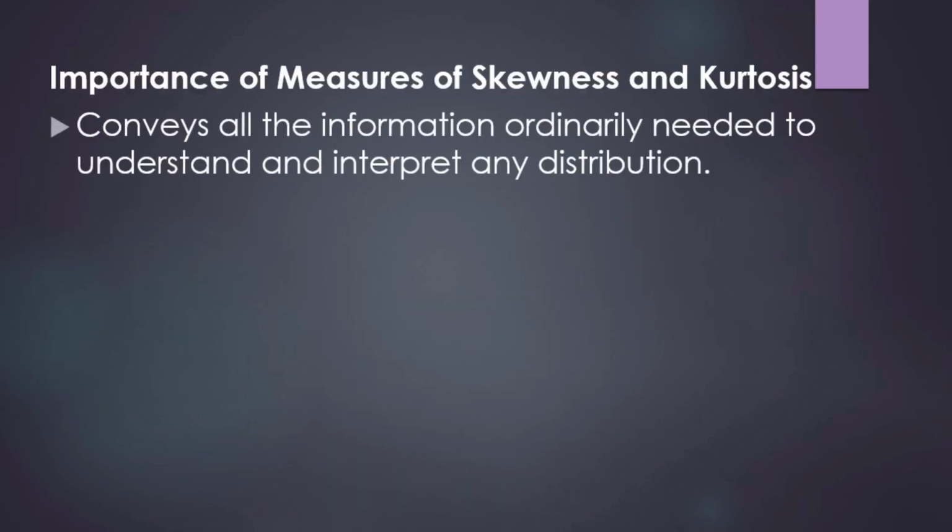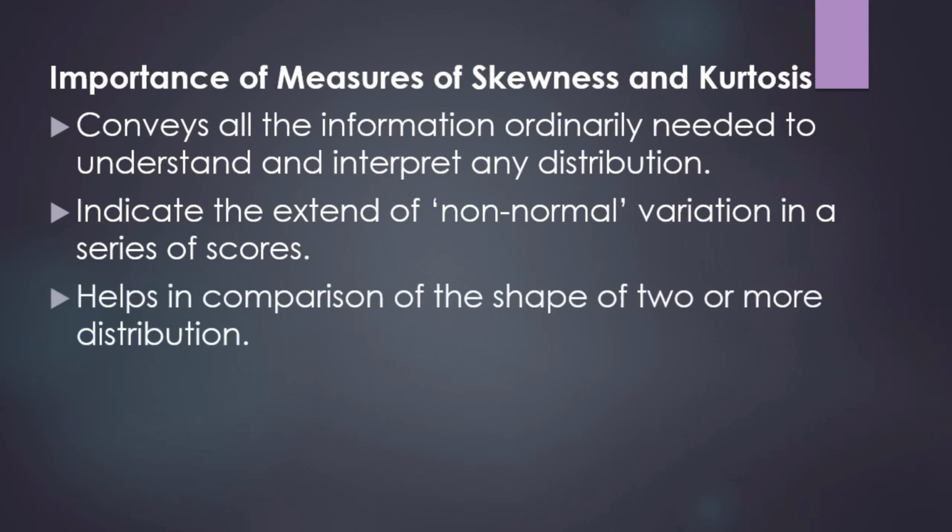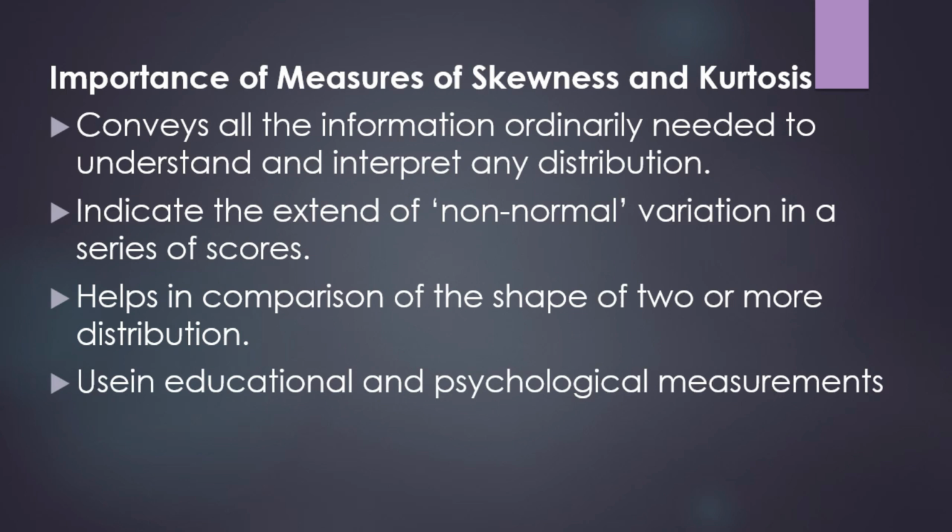Next, we will see the importance of measures of skewness and kurtosis. Measures of skewness and kurtosis, together with measures of central tendency and variability, convey all the information ordinarily needed to understand and interpret any distribution. They indicate the extent of non-normal variation in a series of scores. They help in comparing the shape of two or more distributions.